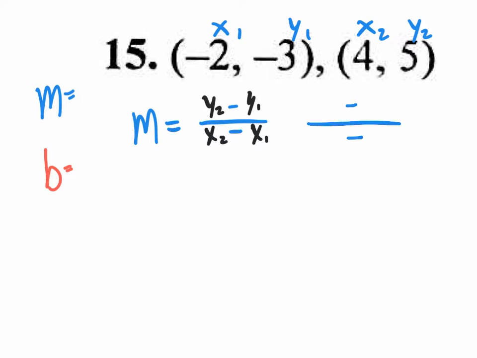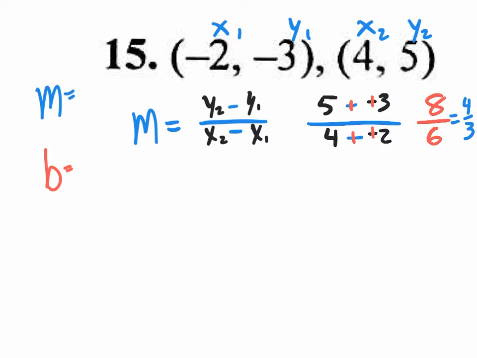Always start with the division and the subtraction symbols, and then plug in your y2, which is 5, your y1, which is -3, your x2, which is 4, your x1, which is -2. And then do the math. The minus minus changes to plus plus. 5 plus 3 is 8. 4 plus 2 is 6. So our slope, if you reduce it, becomes 4 over 3.